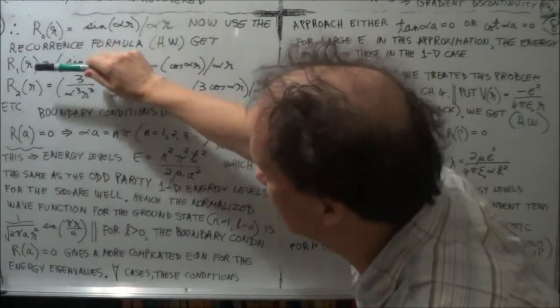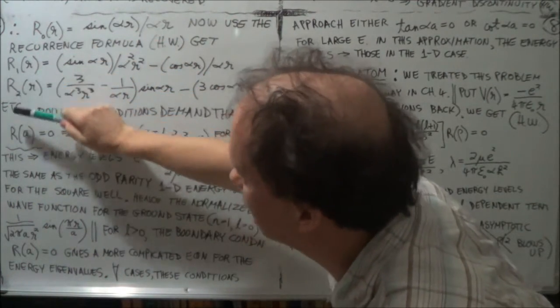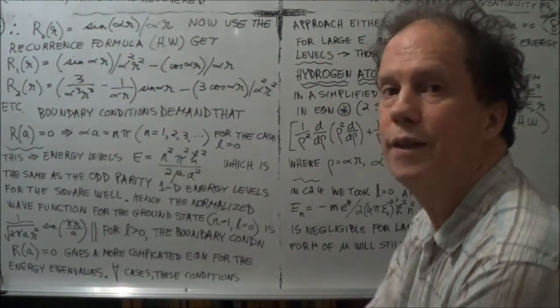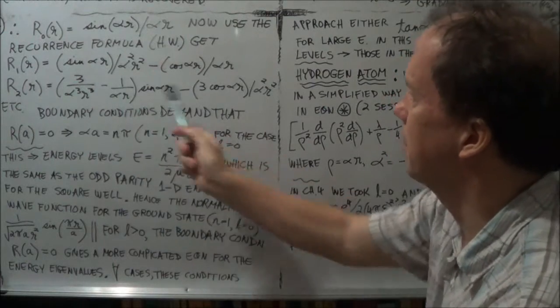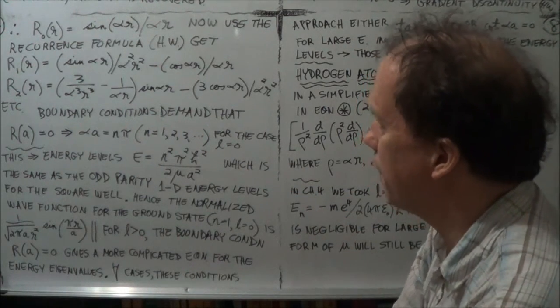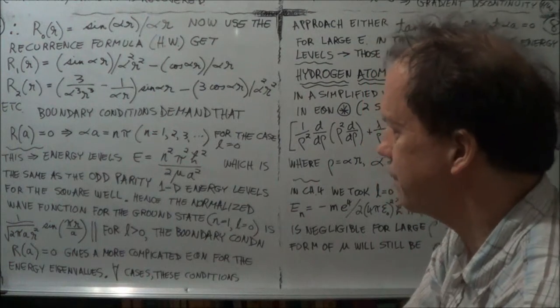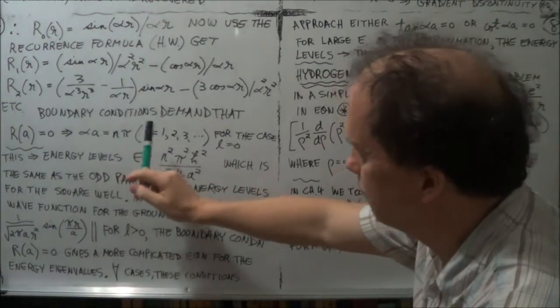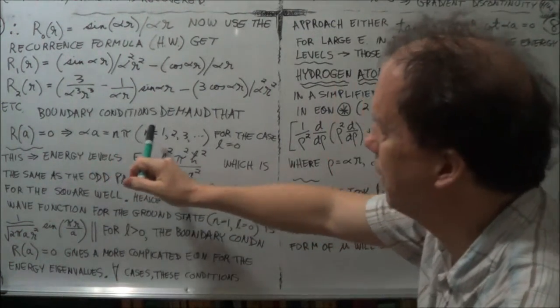All right, so solve the first few values of R for given l's. You get increasingly complicated expressions, as you can imagine. Now we can start talking about boundary conditions.